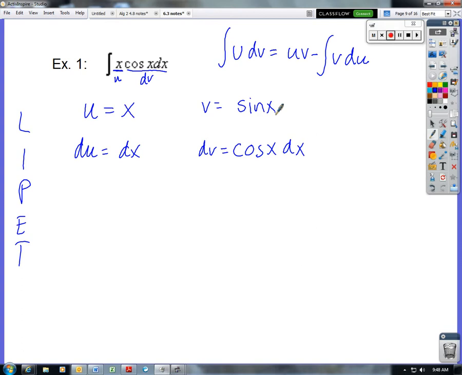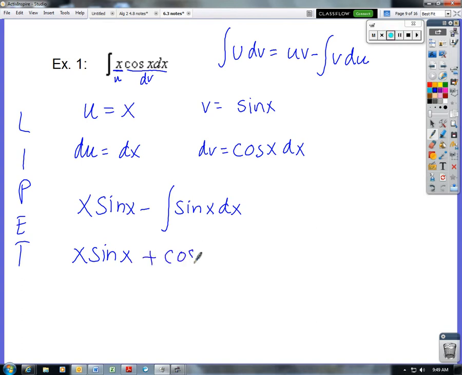So now I'm going to come up here to the formula, and it's u times v. So u is x, v is sine of x, minus the integral of v, which is sine of x, du, which is dx. And then this is already integrated. We don't have to do anything with that. Just bring it along. And the integral of sine is negative cosine, with a negative out front, so it becomes a positive cosine of x. And everyone said plus c. And that concludes our first example of using integration by parts.